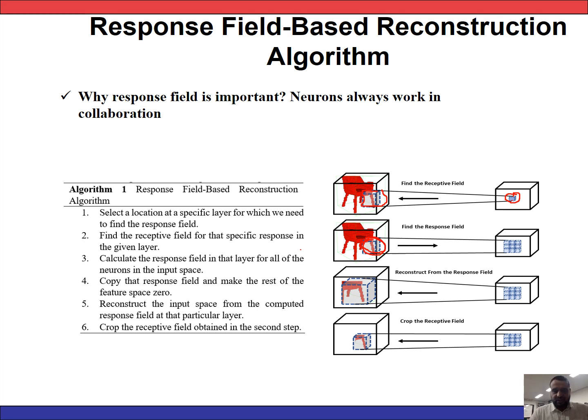What I mean to say is, a single neuron shows nothing. Multiple neurons work together, and that group of neurons is responsible for a specific receptive field, and this response field-based reconstruction algorithm can effectively find those response field neurons that are responsible for a specific receptive field.